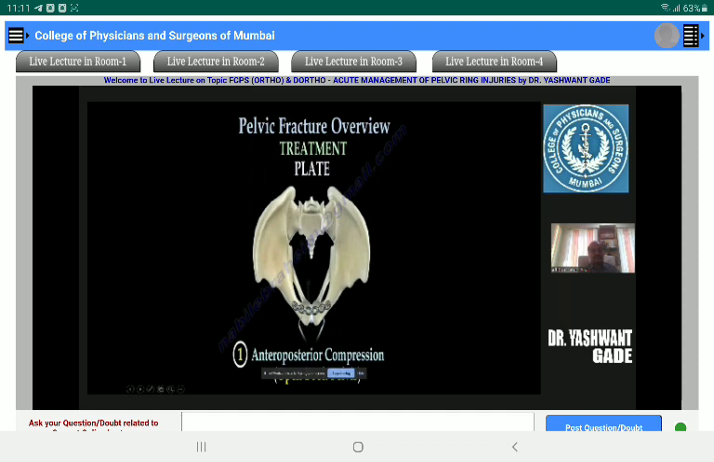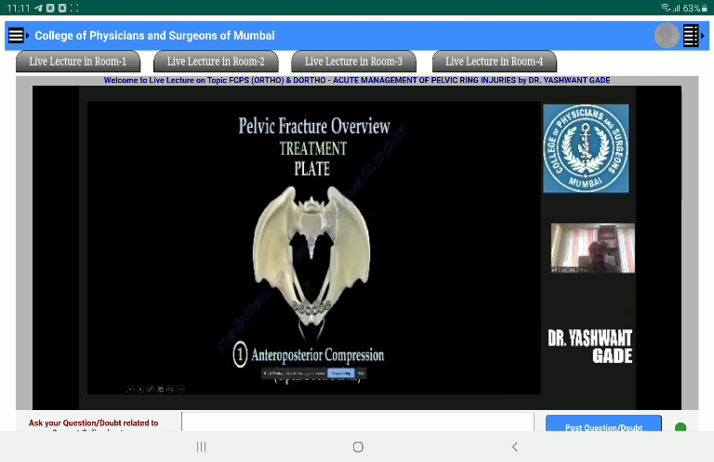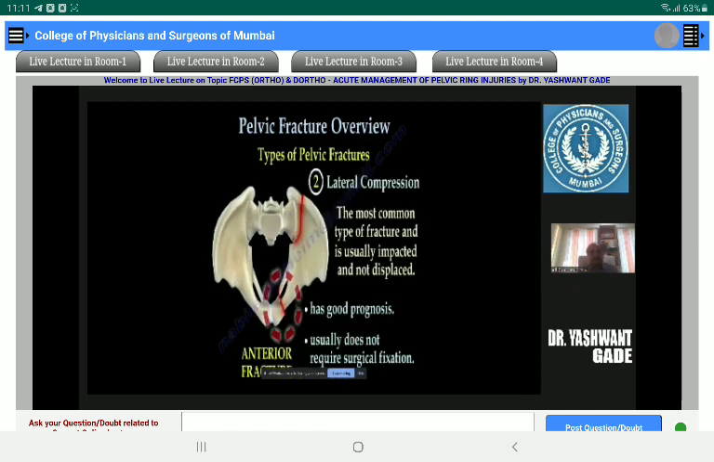Or one can go with a plate. Now here we can see that there is a plate which is applied over the pubic symphysis. So this is anterior-posterior compression where we are closing the pubic symphysis diastasis, that is, the open book. Now what is the second type of fracture? The second very important fracture is lateral compression.